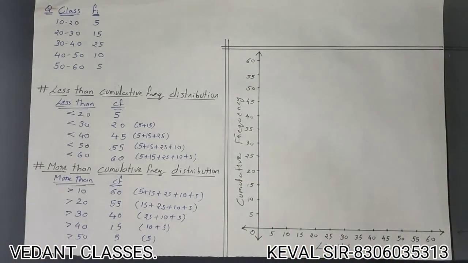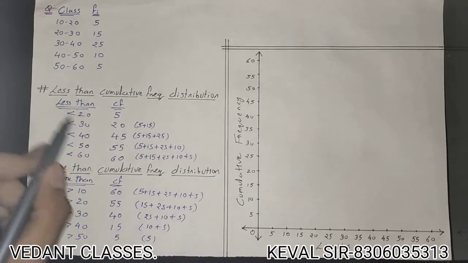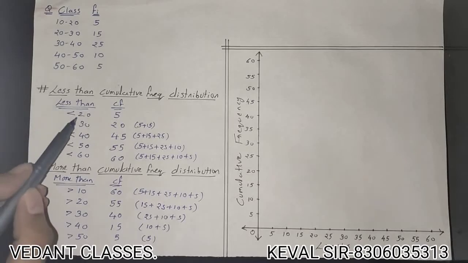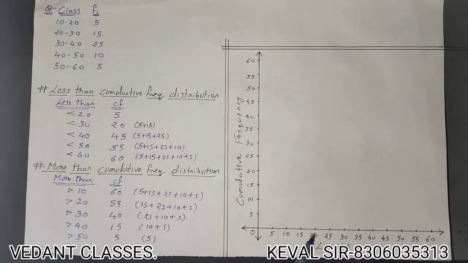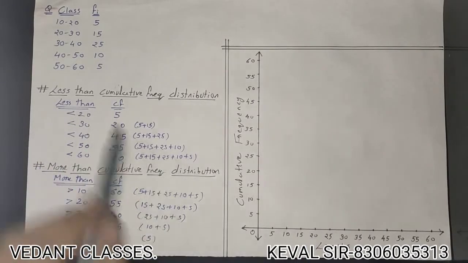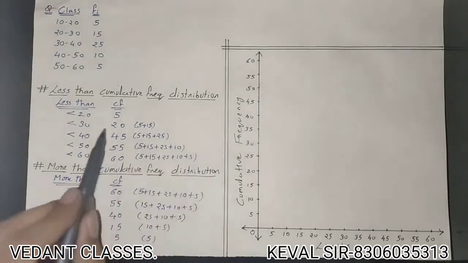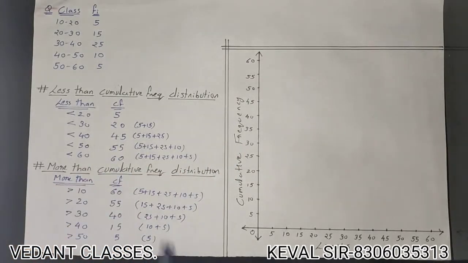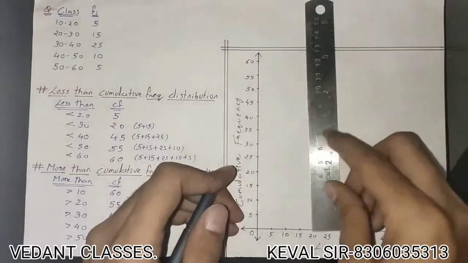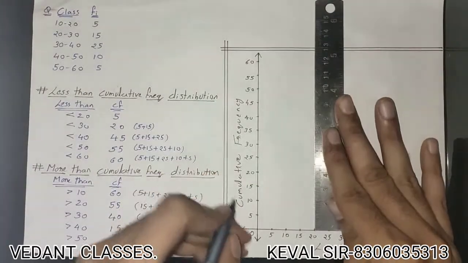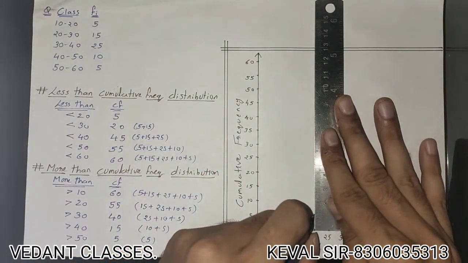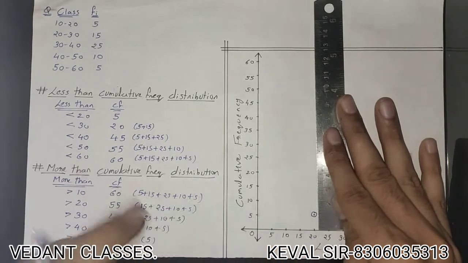Now let's see how we can draw an ogive for this one. To draw an ogive, let's first draw the less than ogive. Let's start with 20. For 20, the corresponding value for the cumulative frequency is 5. So let's plot the graph for 20. It will be here, this will be the value.